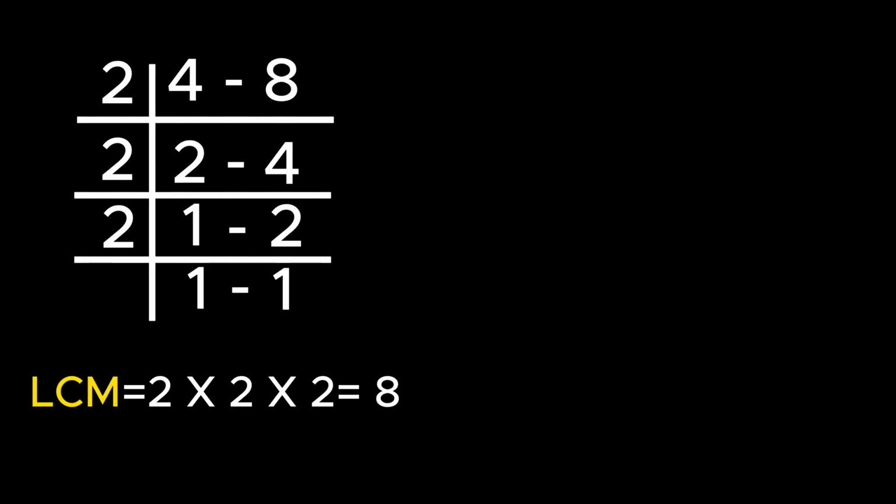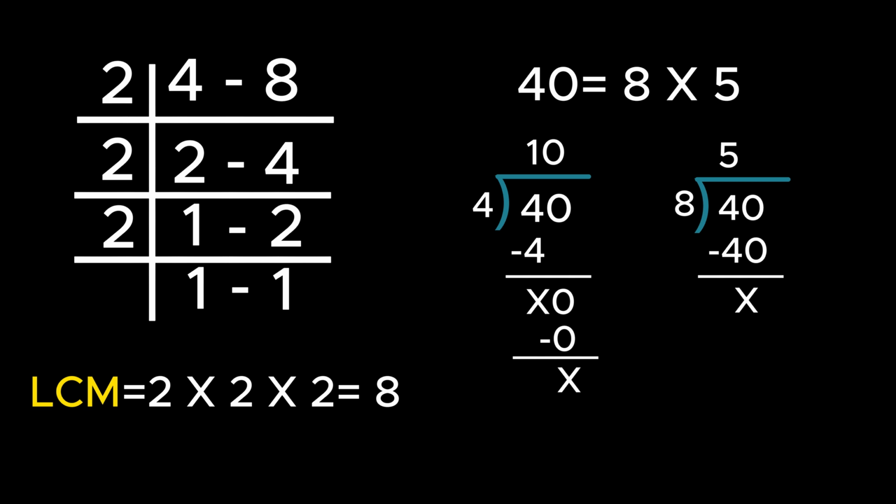Consider two numbers 4 and 8. LCM of 4 and 8 equals 8. Let's consider 40 as a multiple of 8. Therefore, 40 is also divisible by both 4 and 8.